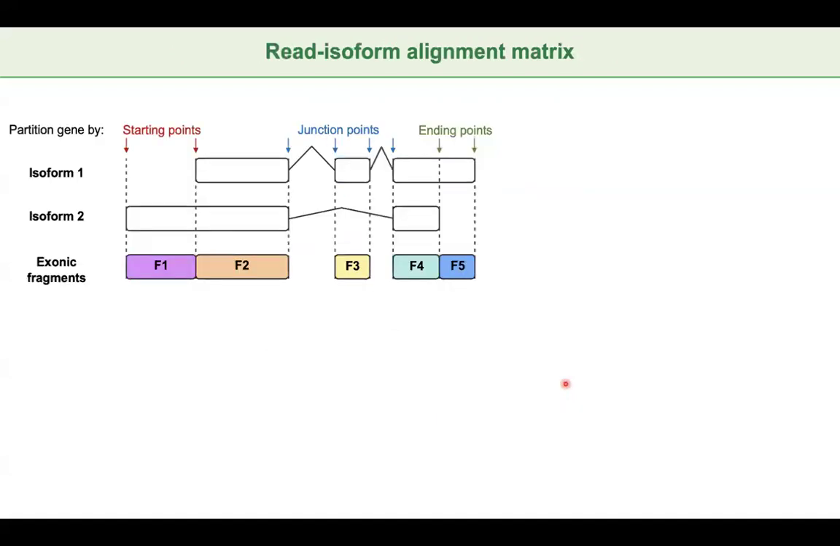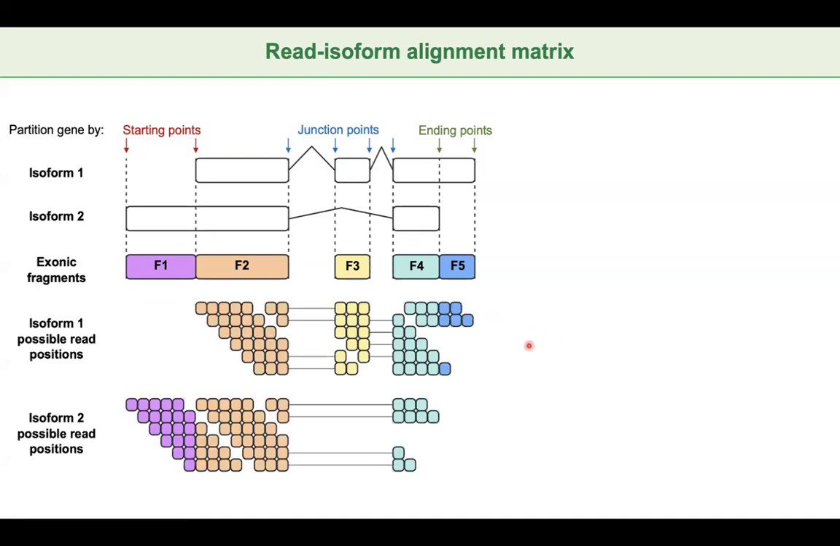Here we introduce the read isoform alignment matrix we used in this study. For this example gene with two isoforms, we first split the gene structure by the starting points, junction points, and ending points of all its isoforms, and select the exonic fragments. In this gene, a total of 5 fragments are selected. They are F1 to F5.